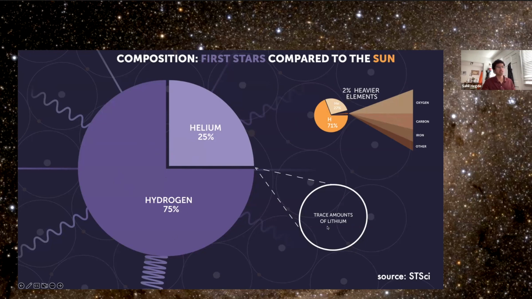And then there are trace amounts of lithium, but we don't need to worry about that. That's just a feature from the Big Bang. If we compare that to the sun, which is shown over here, you see that it still has lots of hydrogen and helium, but there's this 2% of heavier elements, like oxygen, carbon, iron. And that 2%, while it seems small, is actually the key to why the sun is a very different star than what we think the early universe stars were like.